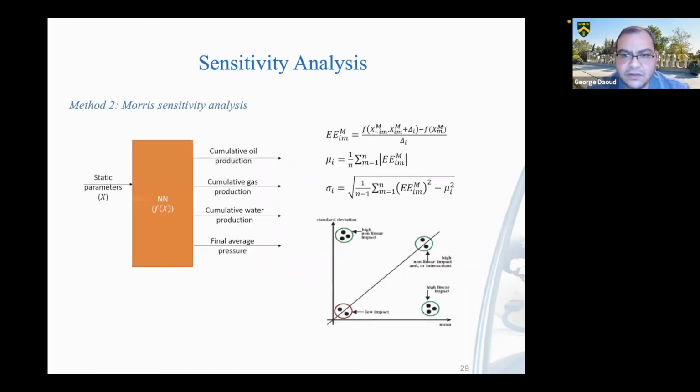Next slide. Here is the second method, which is Morris sensitivity analysis. It is a very similar method. It looks like Sobol, and we use the same trained model for this method. It just provides us with two pieces of information, the mean and the standard deviation. According to this mean and standard deviation, the input parameters can be categorized into 4 classes, which show whether the impact is low or high, linear or non-linear, as shown in the figure below.